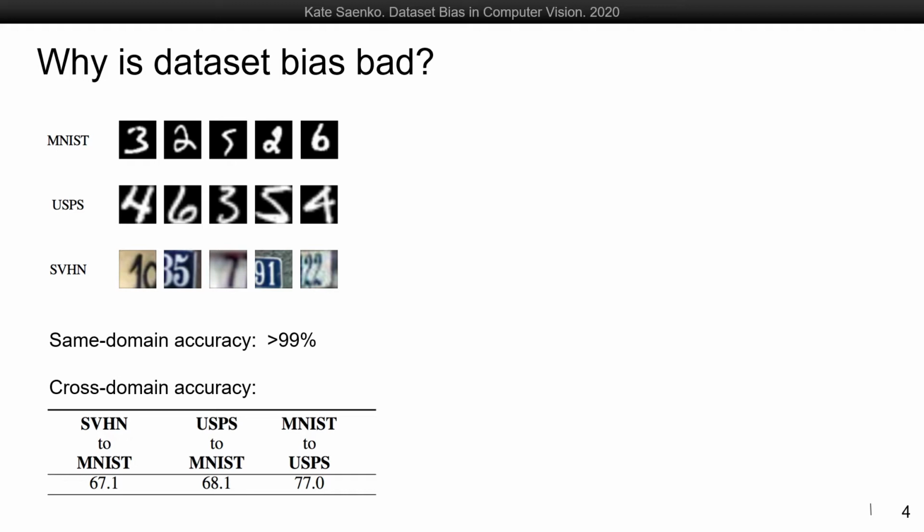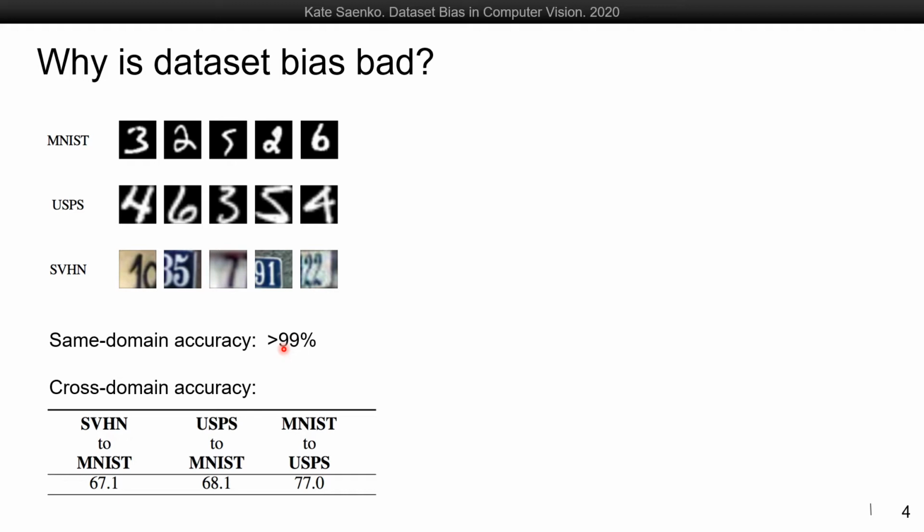Here we have 3 different data sets of digits. The task here is the same: take an image and classify it as one of 10 possible digit categories. If we train a model on one of these domains and then test it on images from that same domain, so let's say we train it on MNIST and then test on held out images from MNIST, for all of these domains, accuracy should be quite high with a modern CNN, greater than 99% accuracy.